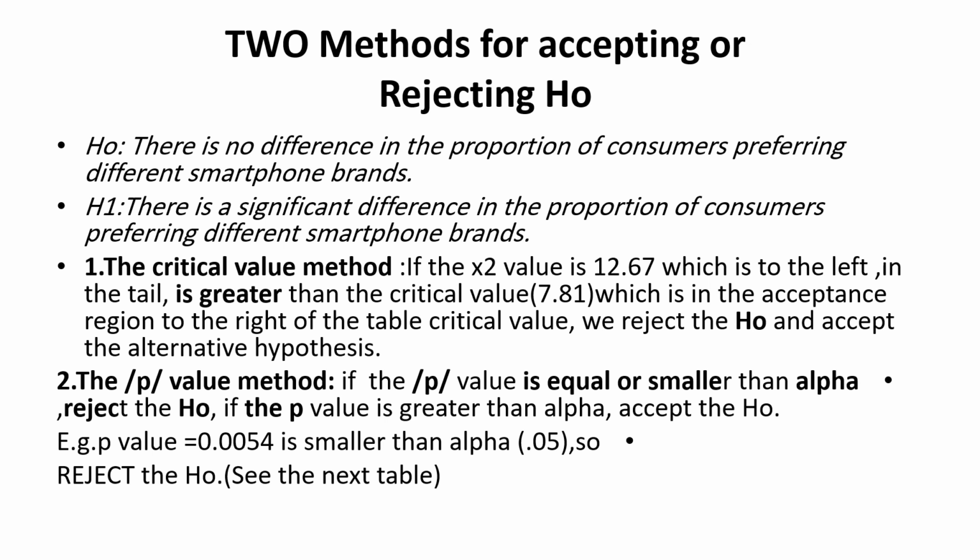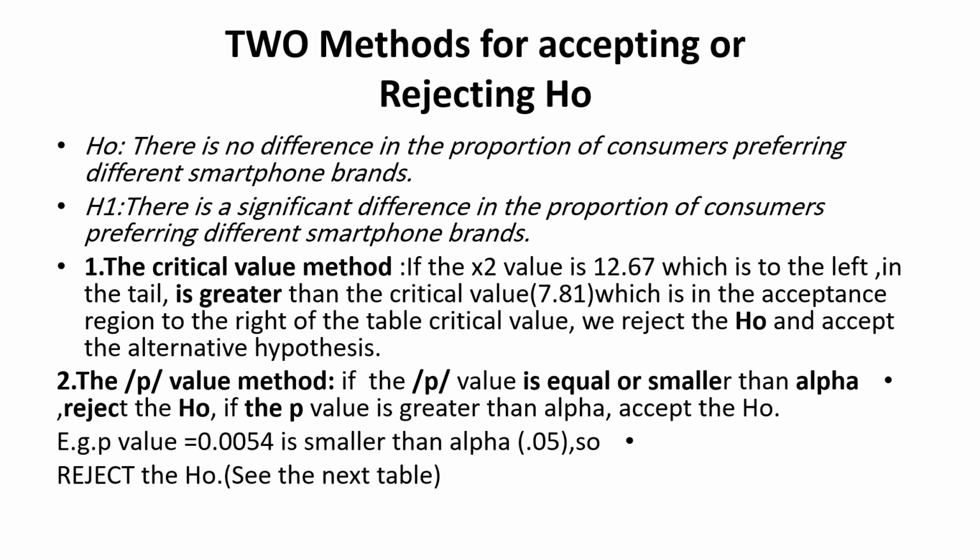So the first method is the critical value method. If the chi-square value, which is 12.67, is greater than the critical value, which is 7.81, in the rejection region to the right of the table, we reject the null hypothesis and accept the alternative hypothesis. This is method 1, which is based on calculating the chi-square manually.